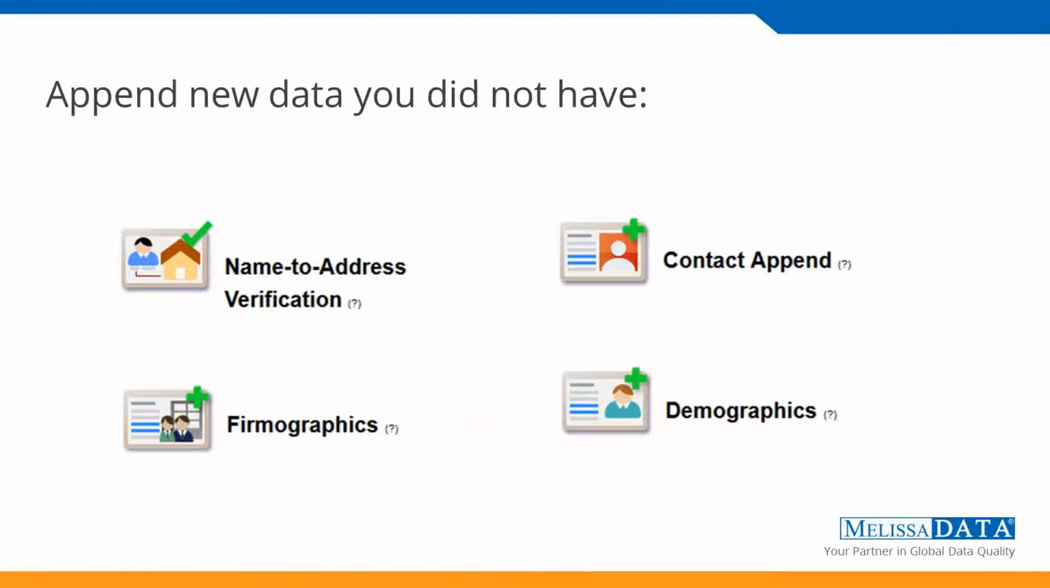Append can be done for name to address verification, such as appending a name when you don't have one, based on company name and address, contact append, firmographics, which we'll be doing today, and demographics. Firmographics being business data for business-to-business type marketing, and demographics being more specific to the individual people.